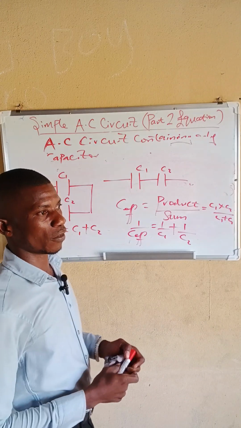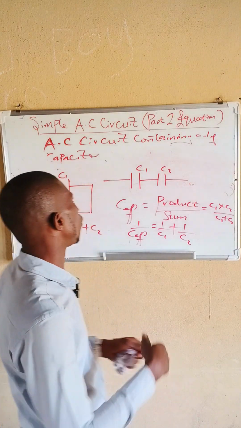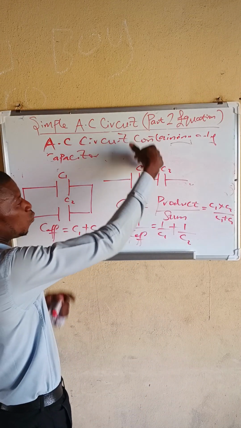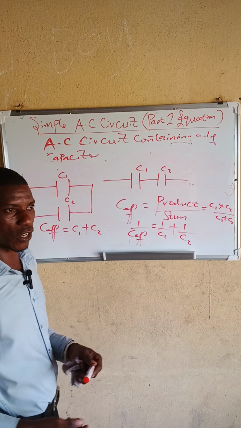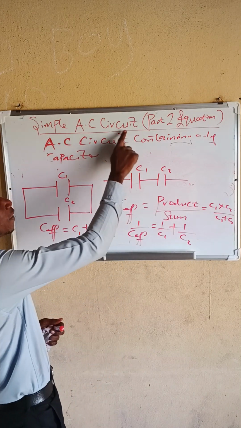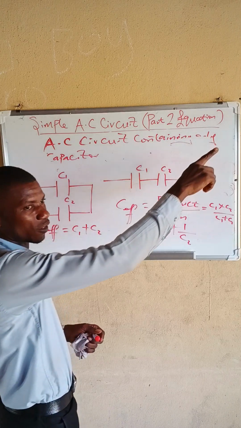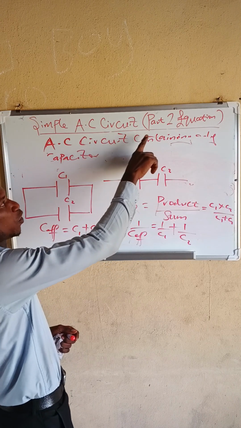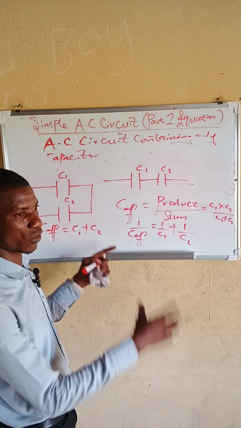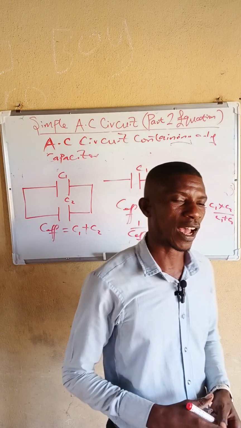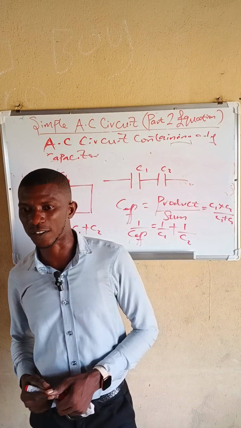In the next class, we are going to use these equations and solve calculations, and that will be simple AC circuit part 2 calculation. As this one is the simple AC circuit part 2 equation, we're going to use the equations we've derived so far and solve a lot of calculations in the next class.